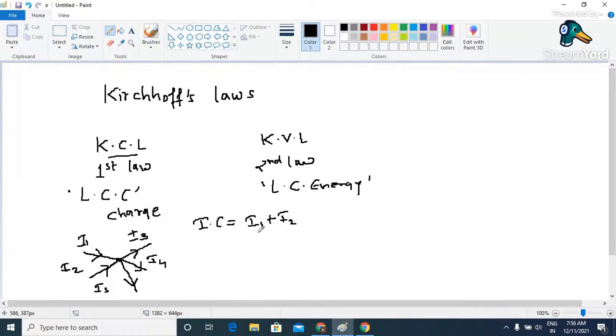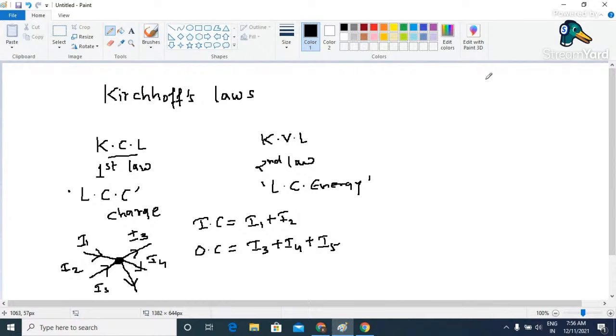Why are they called incoming current? Because if you see the direction of those currents, they are approaching towards the junction. That's why they are called incoming. In the same way, if you are trying to calculate outgoing current, it is going to be equal to I3 plus I4 plus I5.